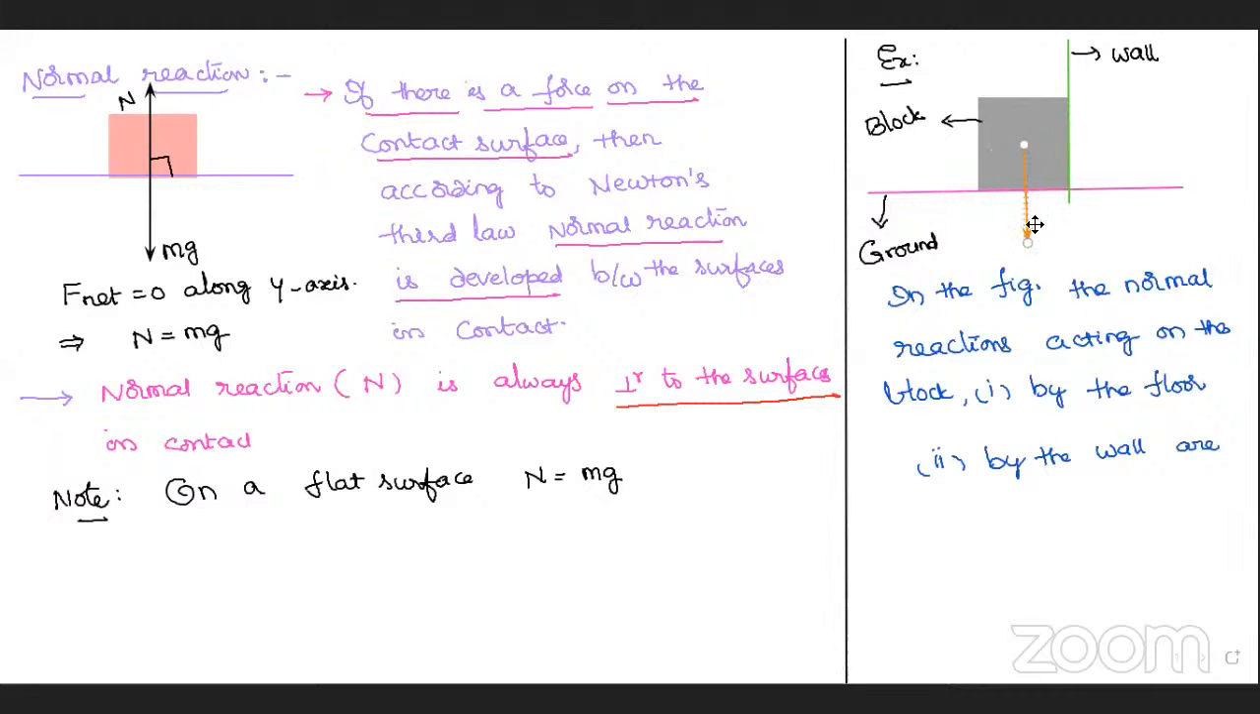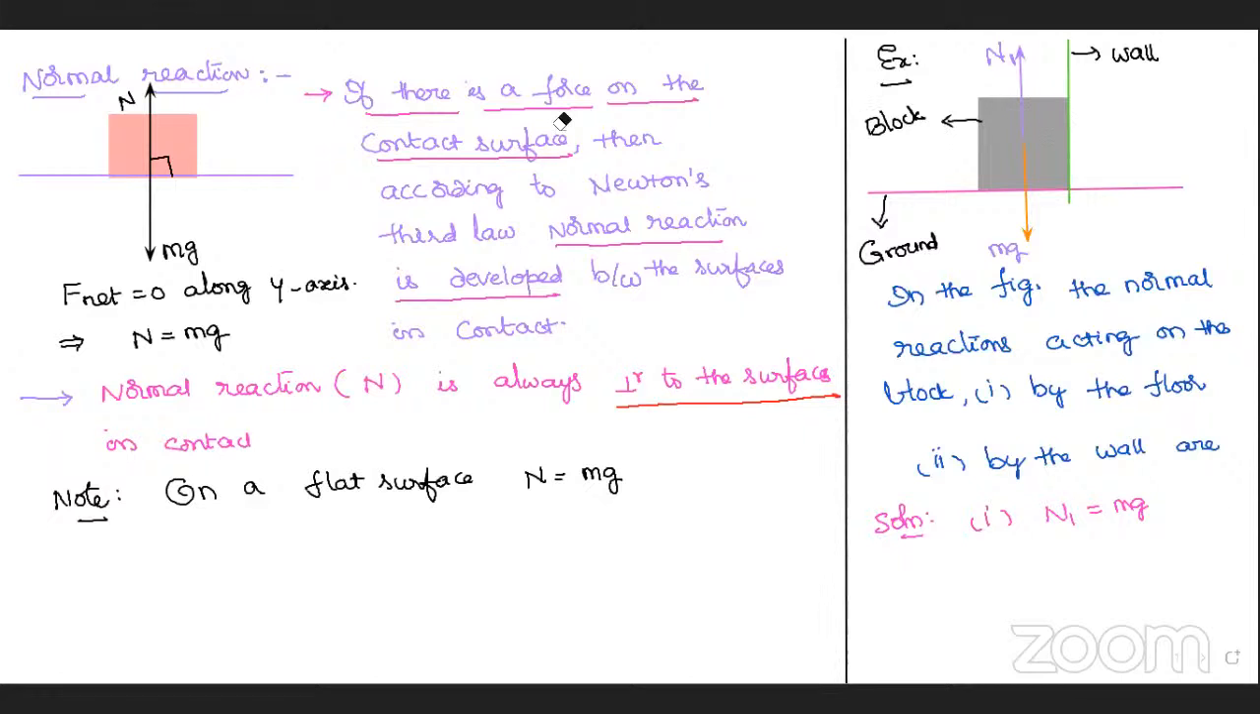This is the weight. Since weight is the force acting here on the contact surface, immediately a normal reaction will act here perpendicular to the floor. This is the normal reaction by the floor. Let it be N1. First question, which equals mg. So the answer for the first one: N1 equals mg. At least a few students got the answer for this question.